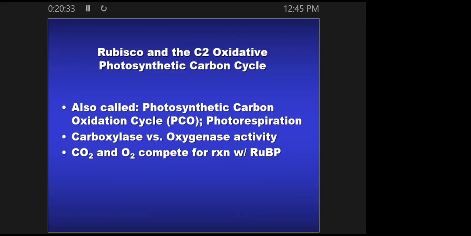If there's a situation for some reason that CO2 levels are really low and there's plenty of oxygen around Rubisco, then oxygen wins and comes into the active site. So it's a full competition idea. Whatever there's more of around Rubisco, that's what gets brought into the active site.